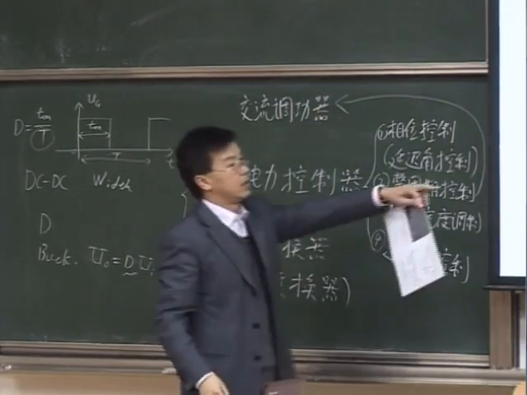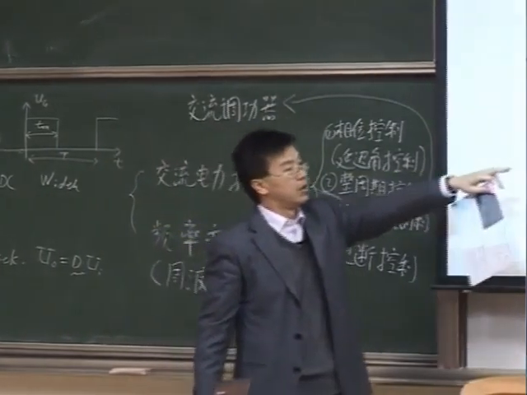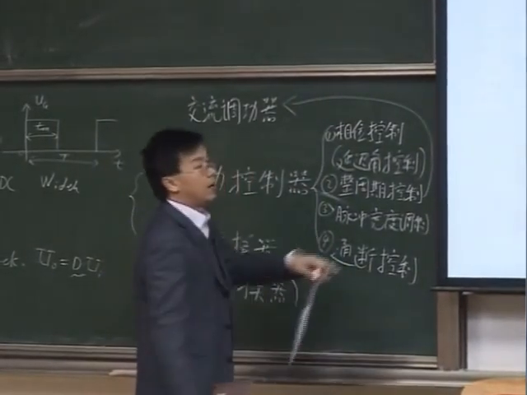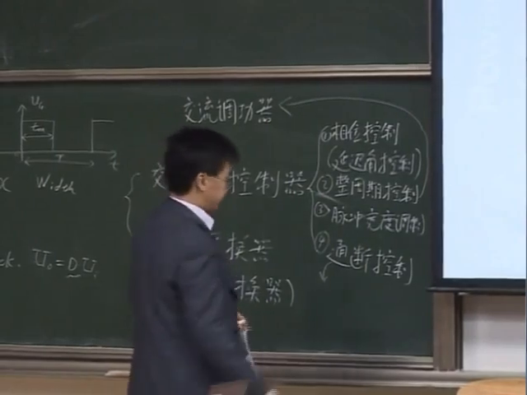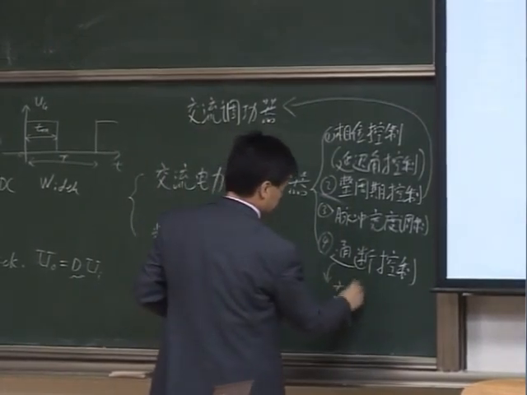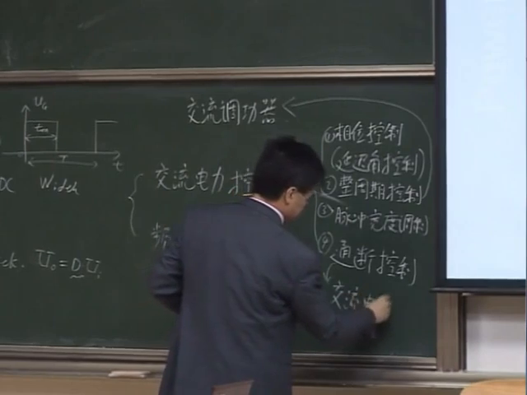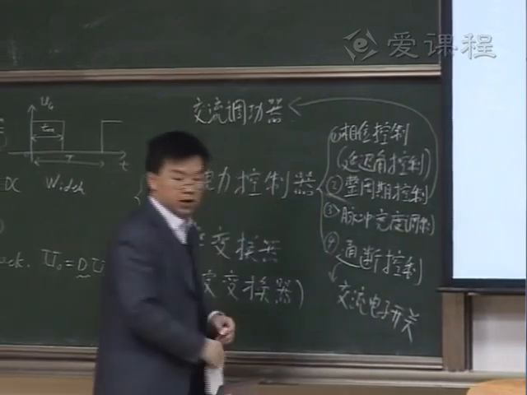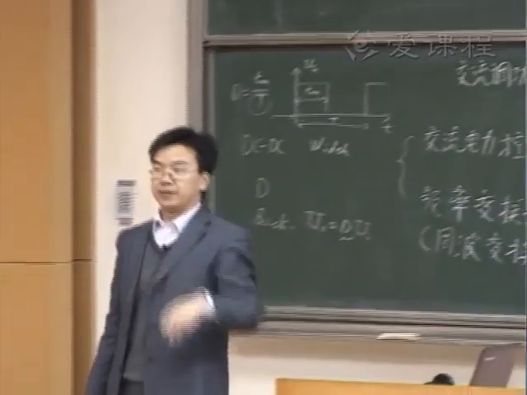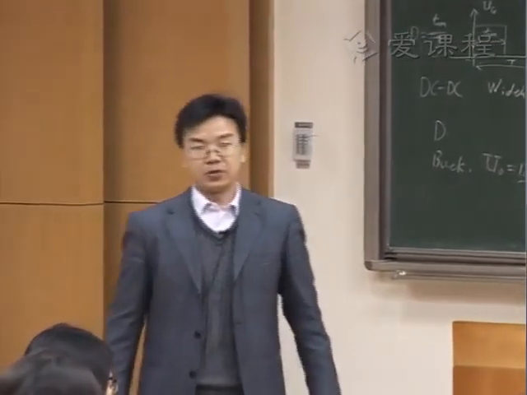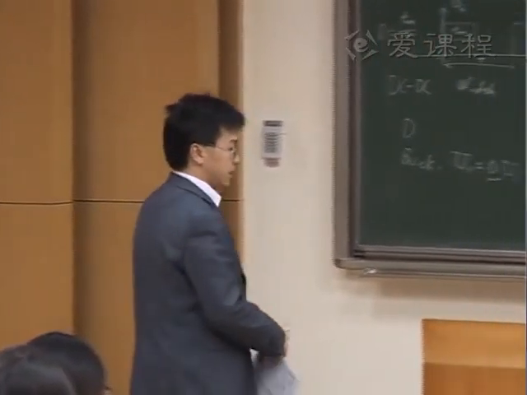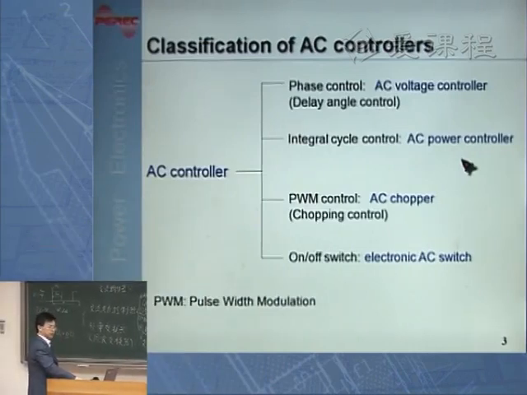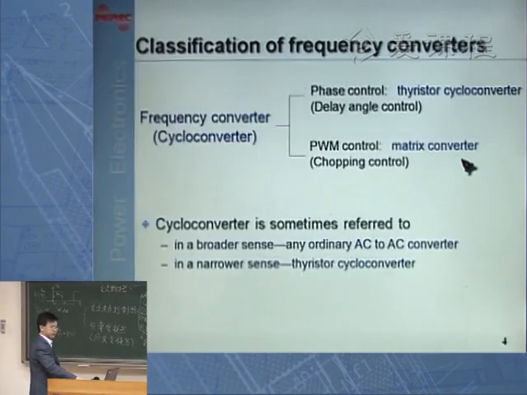When the AC controller is employing on-off control, the fourth one, we also have a special name for that, which is called electronic AC switch. Electronic AC switch. We will explain these different names later when we get into all these different control methods. But I just want to show you that we have this classification for AC controllers based on different control methods.